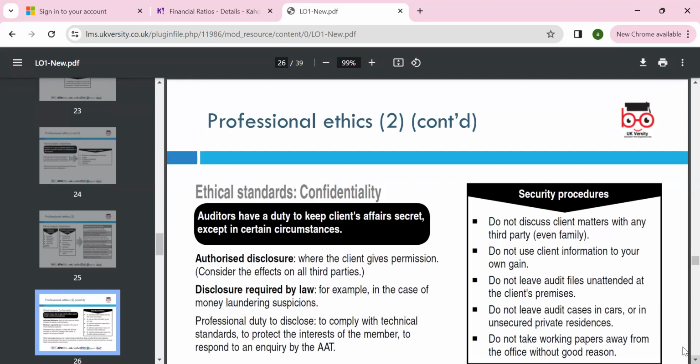Ethical standards, authorized disclosures: yes, give the permission, and consider the effect on the third party. Disclosures by law, you have to disclose money laundering and suspicious transactions. Security procedures, which we can look at: don't discuss client matters with any third party.